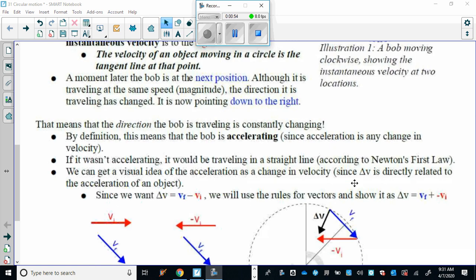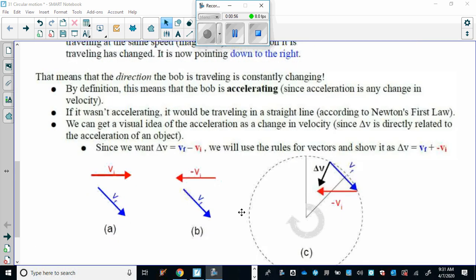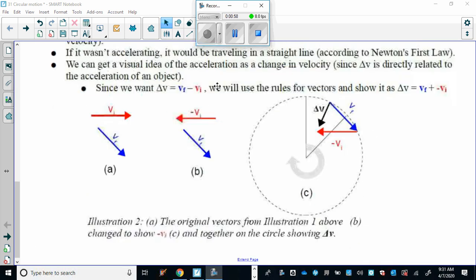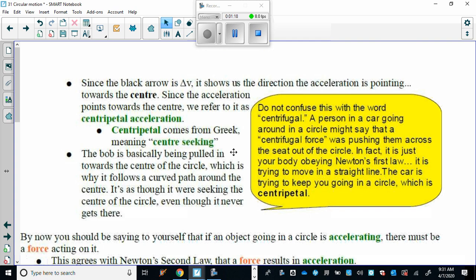And if we take these two vectors, these ones up here, and we do that operation, we subtract them. In other words, we add the inverse, the opposite. So we change the direction of this, and then we add them. And as we can see, we get a vector. The resultant vector, tail to tip, is going towards the center of the circle. So that's a good depiction of why the acceleration is towards the center of the circle.